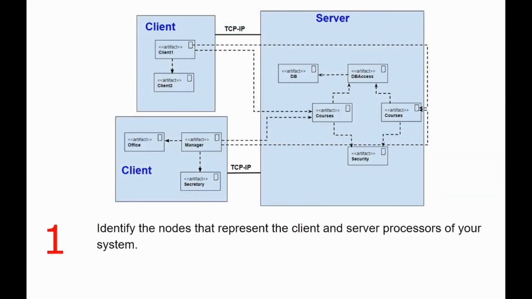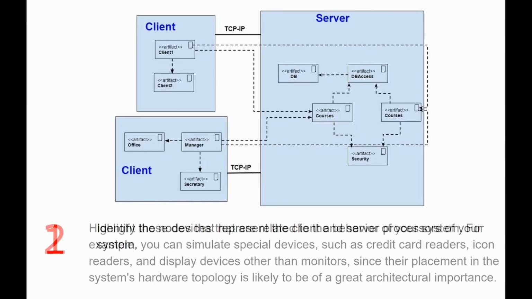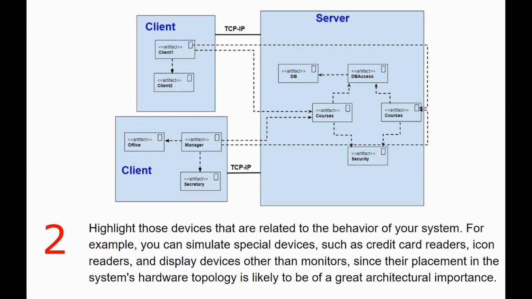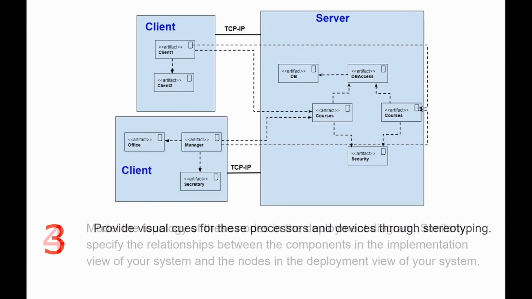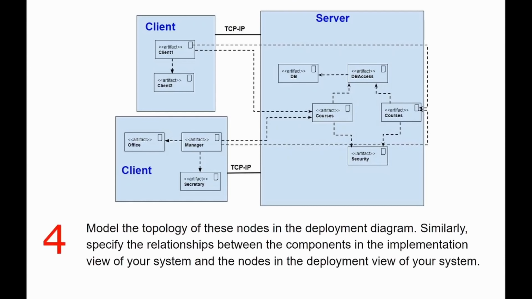Identify the nodes that represent the client and server processors of your system. Highlight those devices that are related to the behavior of your system. For example, you can simulate special devices such as credit card readers, icon readers, and display devices other than monitors, since placement of the latter in the system's hardware topology is likely to be of great architectural importance. Provide visual cues for these processors and devices through stereotyping. Model the topology of these nodes in the deployment diagram.